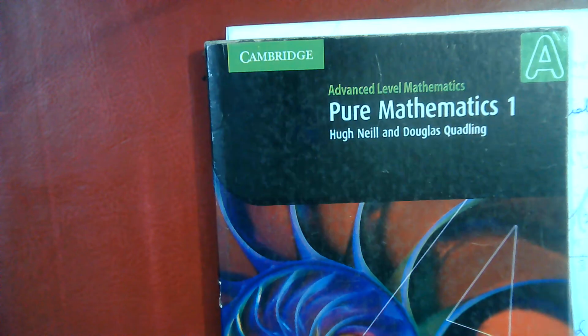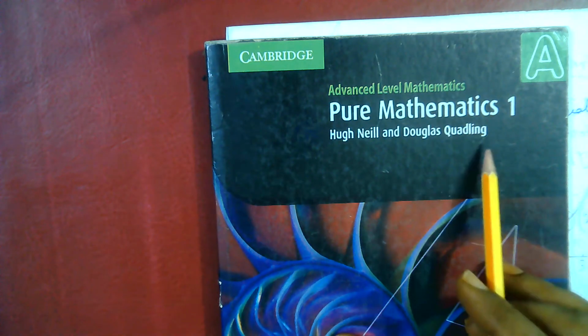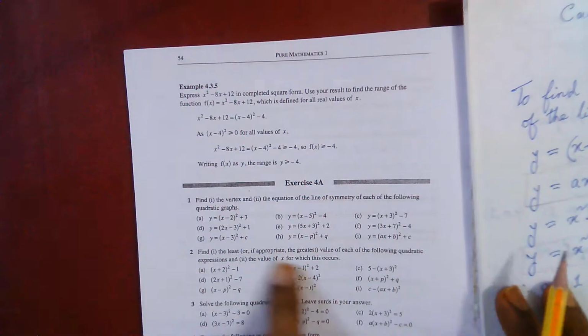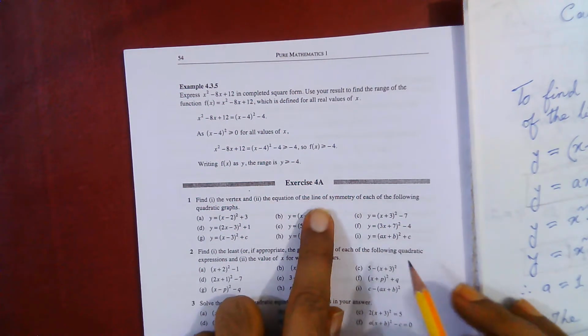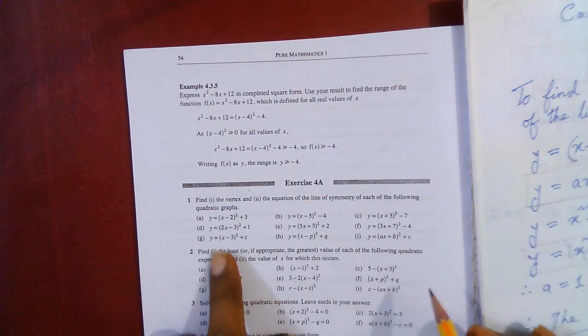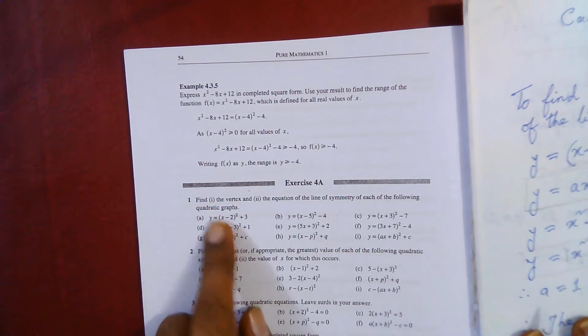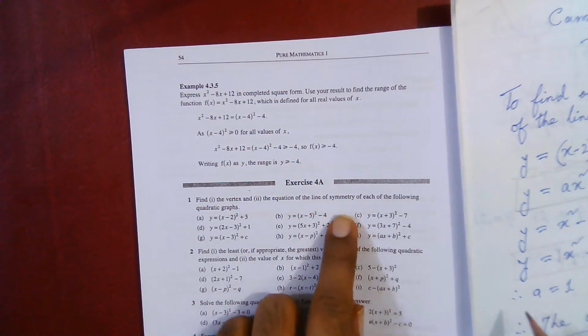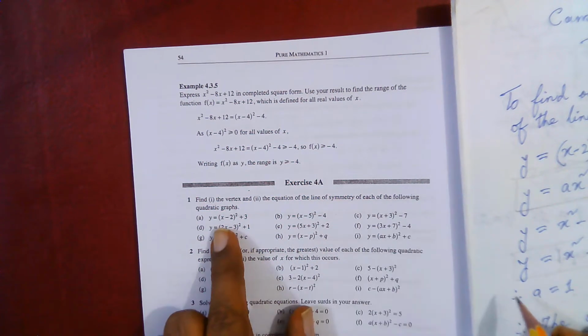Today's topic is on A-level pure maths paper 1, quadratic equations, exercise 4a. Question number 1a. What is the question here? Find out the vertex and the equation of the line of symmetry of each of the following quadratic graphs.